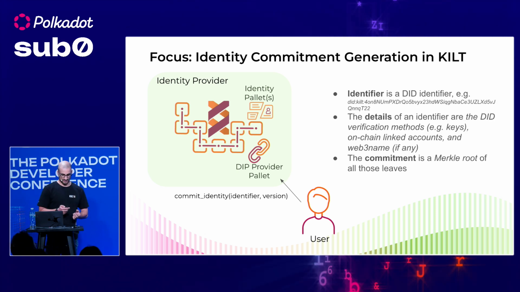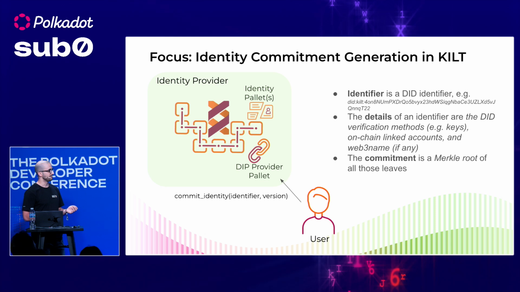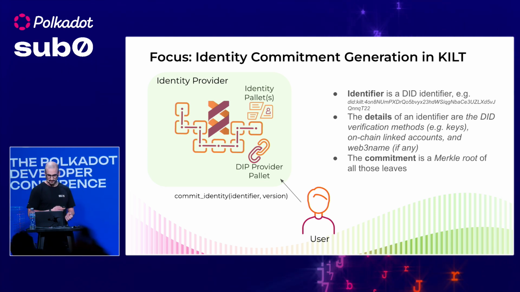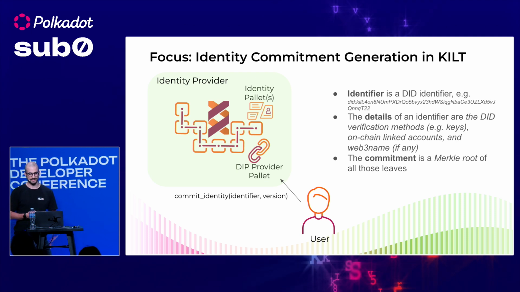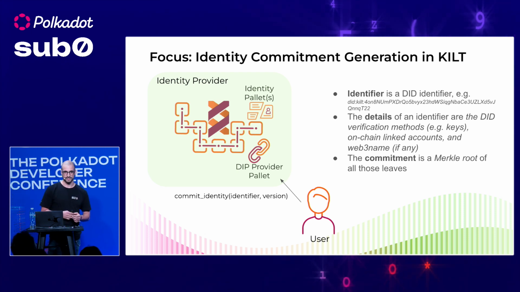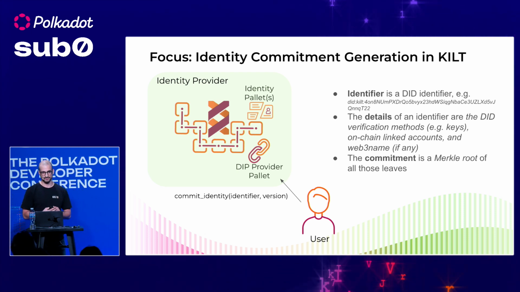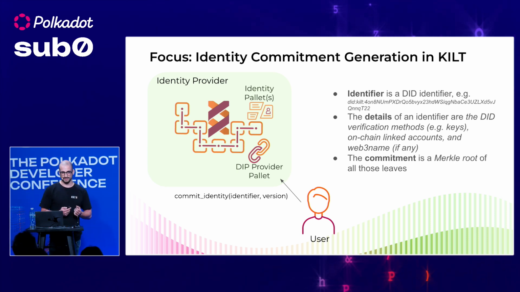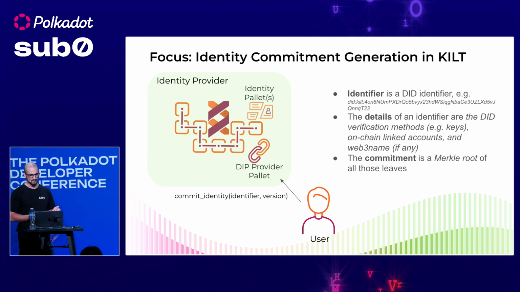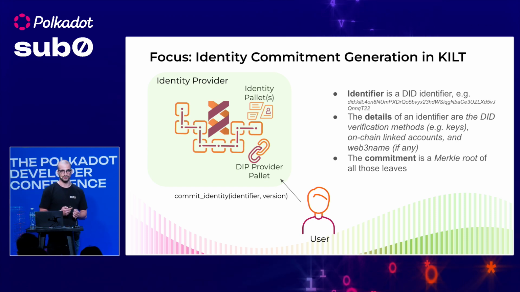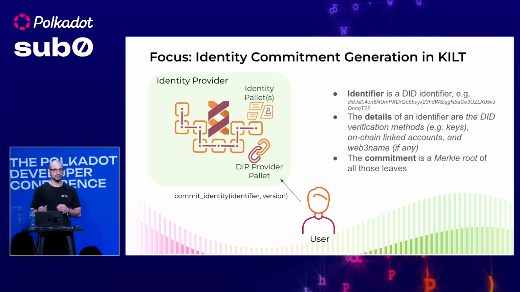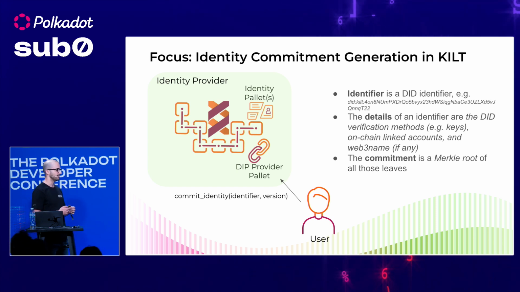In the case of KILT specifically, the identifier is a KILT identifier, as many of you know by now, I hope. The details of a KILT identity are the aggregation of on-chain information, which consists of multiple different DID verification keys, a Web3 name, which is a user-friendly name that a DID can claim on the KILT blockchain, and other accounts that users can link on the KILT blockchain. And in its V1 implementation, the commitment in our case is a Blake2 root of a Merkle tree, which is formed by aggregating all of these leaves together.